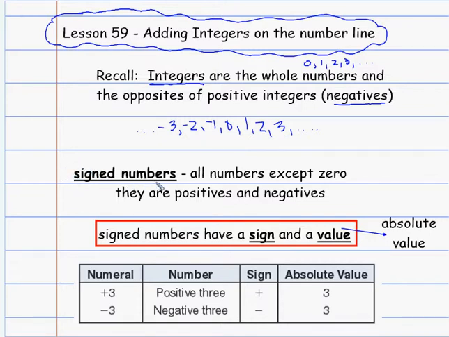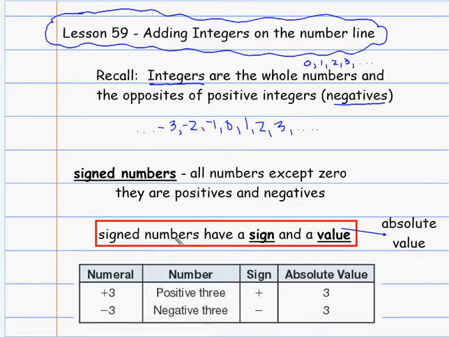Signed numbers: you're going to see in the textbook that problems will be referred to as using signed numbers. Those are all the numbers that we just talked about except for 0. We call them positives and negatives. They both have signs. One is positive and one is negative. That's all it means by signed numbers.